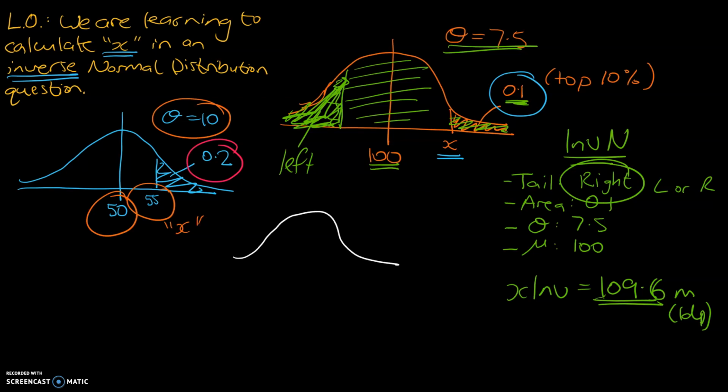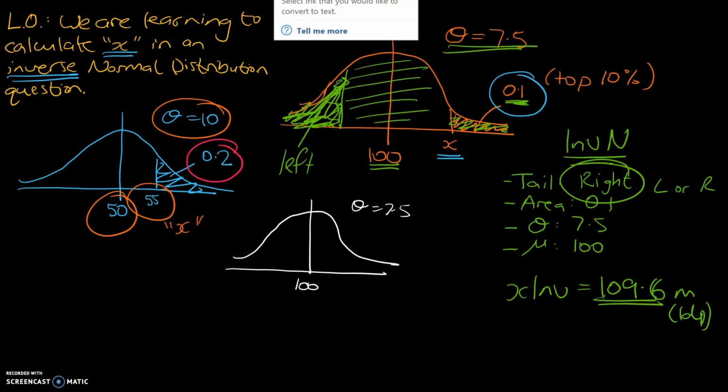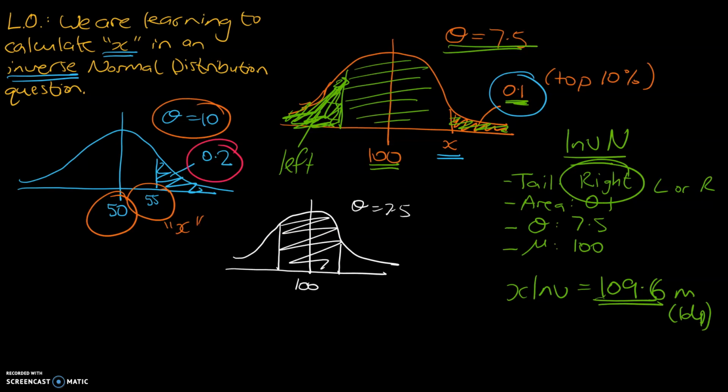Another example, carrying on from that, there's our normal distribution curve. Our mean is 100 still, and our standard deviation is 7.5. So instead of looking at a tail of our graph, how would it work if we were looking at the middle of our data? So as an example, let's say we've been asked to find out the middle 50% of values and what the corresponding x values would be for that middle 50%.